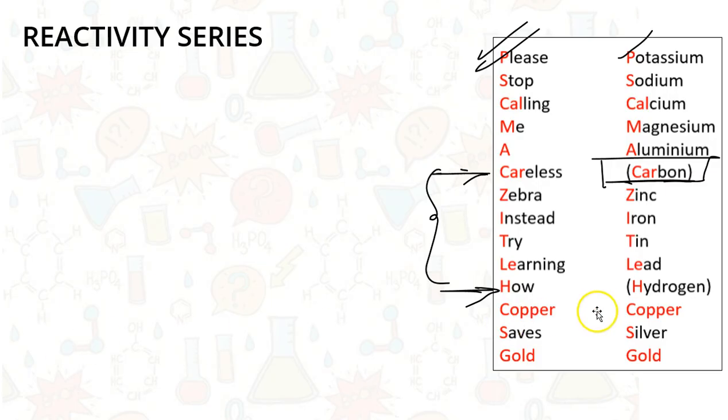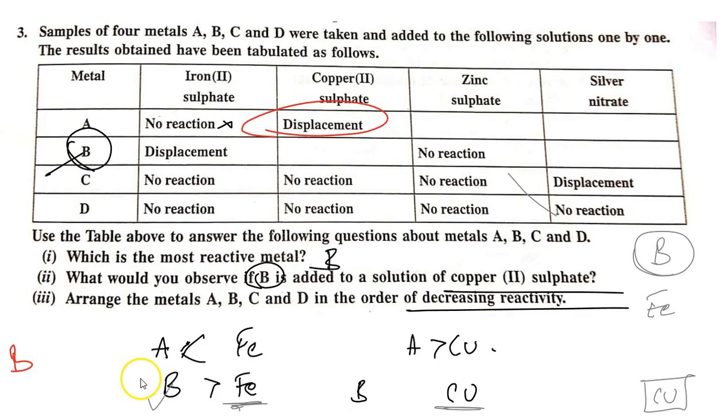First of all, observing the position of copper, copper is somewhere at the bottom, and you're talking about C and D, two such elements which can't even displace copper. That means C and D should be less reactive than copper, isn't it? And if you come back to the table and observe, copper is being displaced by A. So the second position should go to A. It has to be BA. Then what about C and D?